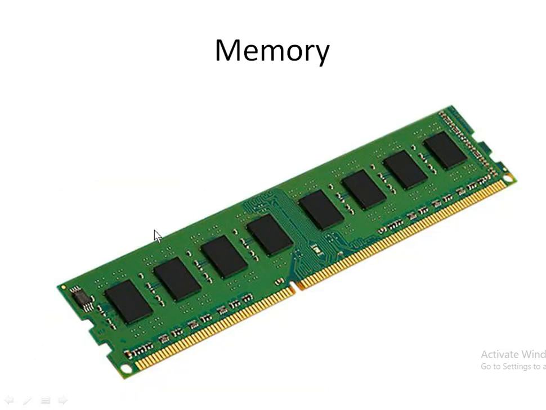Then memory. Computer has a temporary memory, which is called RAM. There are two kinds of memory present in a computer. One is this type, called random access memory. Another one is called storage device, that is called read-only memory. There are two types of memory. There are two: mass storage device, and this is a temporary device.